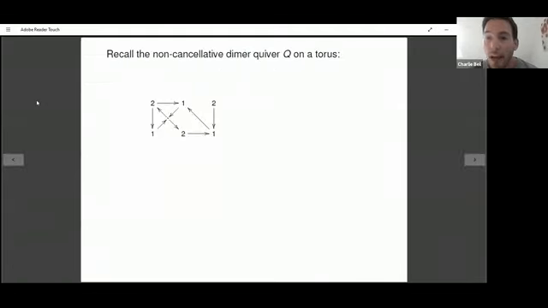Okay, so I want to give a real concrete example of how the Gore algebras work. Recall the non-cancellative dimer quiver on a torus that we looked at on Wednesday. Here, this arrow is, we'll see, not contained in any simple matching, so it's non-cancellative. But we will actually see that in a minute.